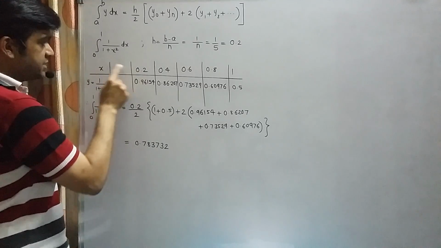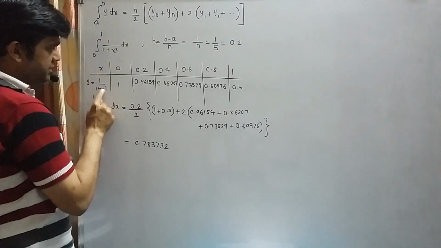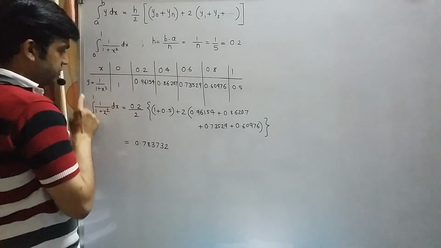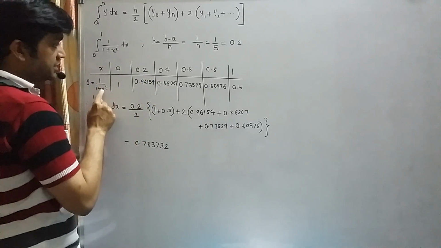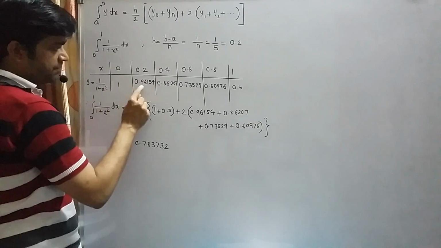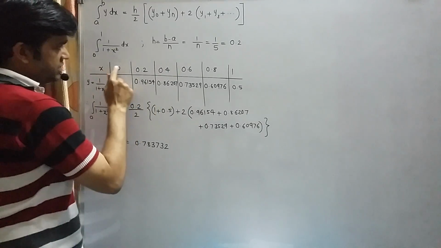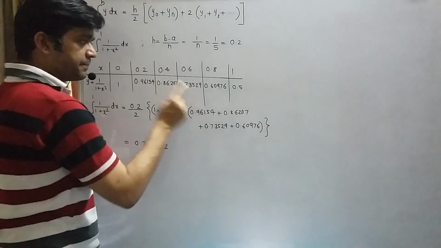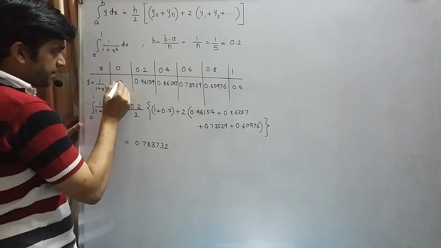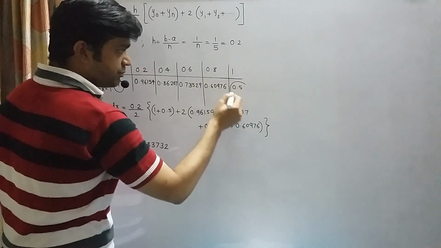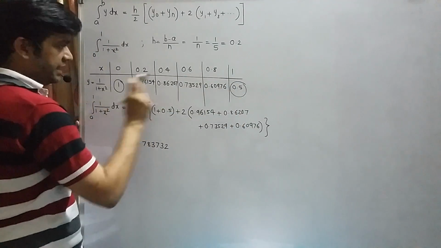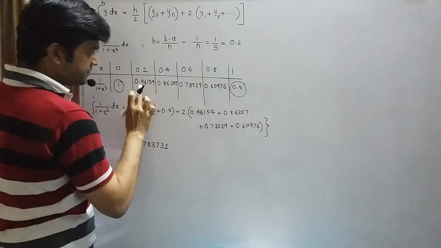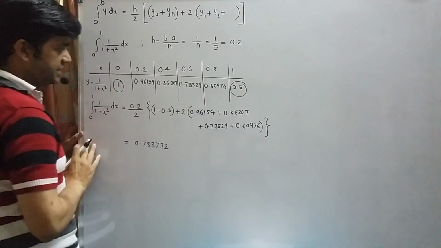Now, when x is 0, y is going to be 1 by 1 plus 0 square, that is 1. When x is 0.2, y is going to be 1 by 1 plus 0.2 square, which is this. So for each value of x, we are going to calculate the corresponding value of y. Now this is 1 and this is 0.5. These become the extreme ordinates, and the remaining entries here are the remaining ordinates.